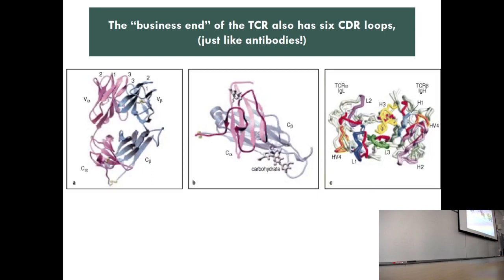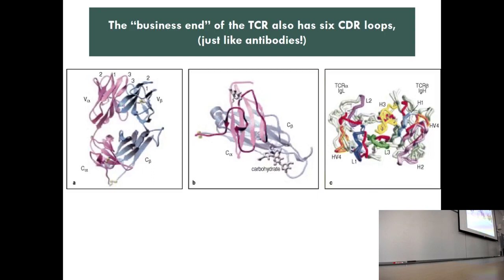If you look at the individual domain, this is sort of a side view of the domain, and you can see the constant region right here. This is an end-on view of the variable parts. And you see 1, 2, 3, 1, 2, 3 equals 6 loops altogether. And they even look like antibody loops. We talked about how there was one that was longer than the others called CDR3. They have the equivalent, and they also label it loop 3 because let's try to keep things simple.